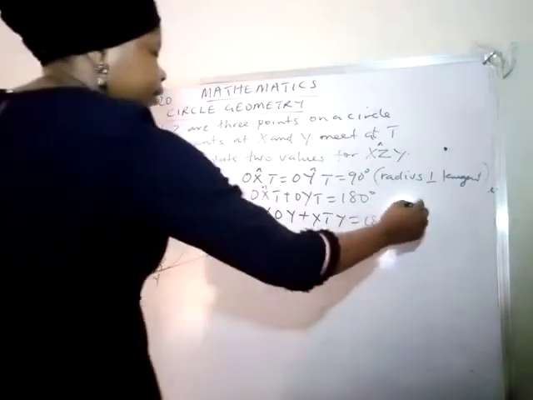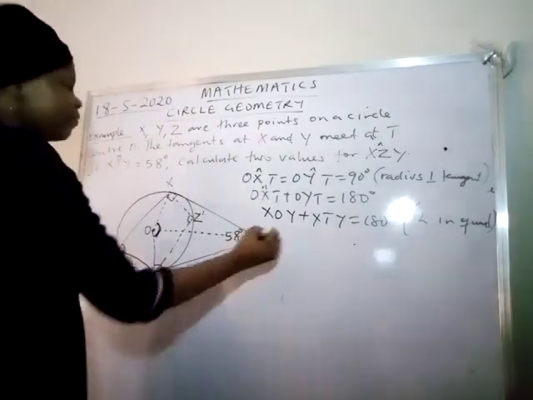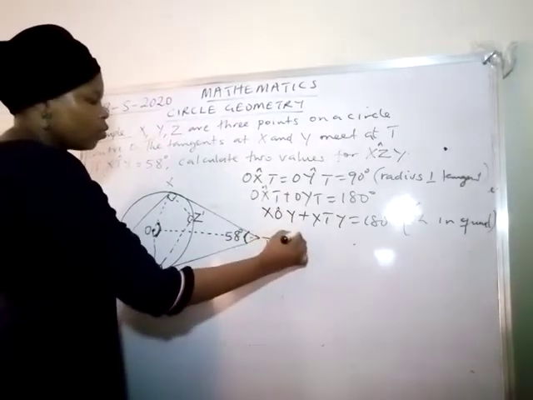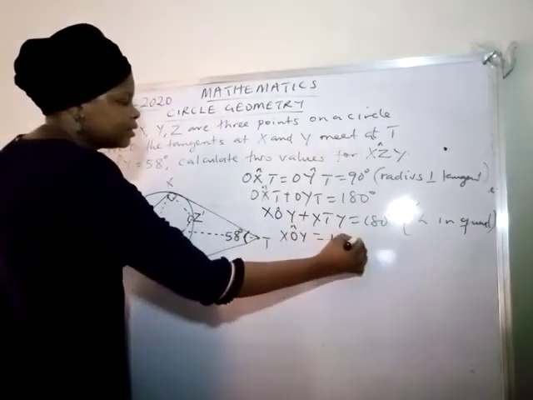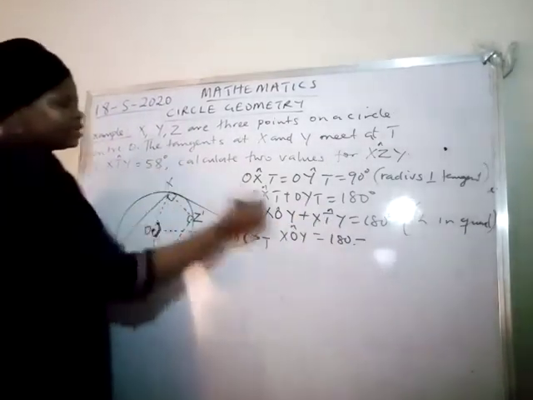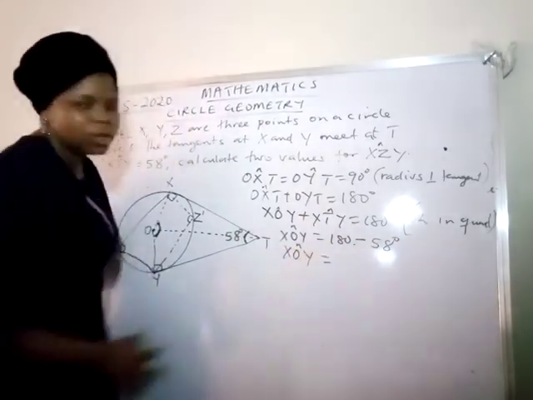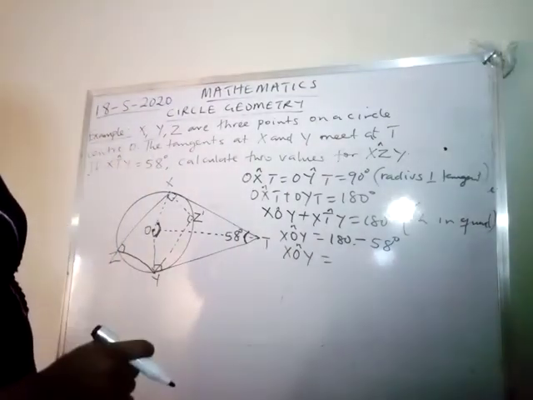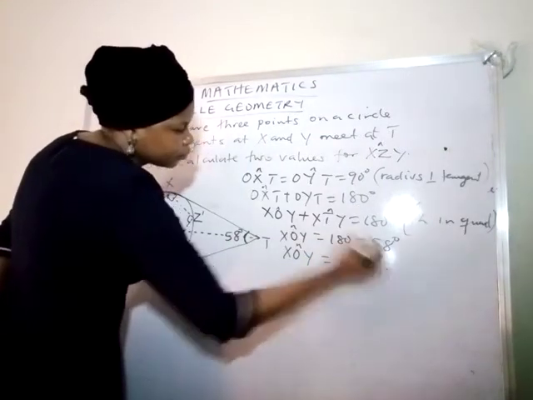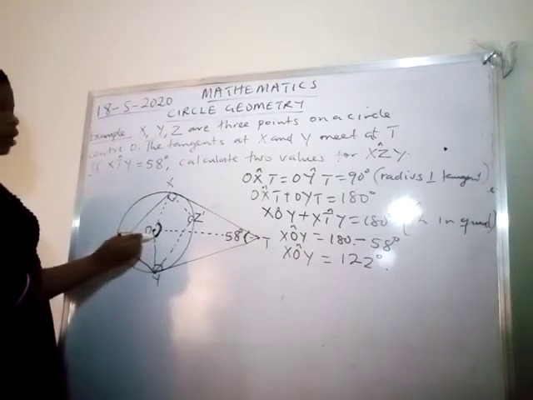What is the reason? Angles in a quadrilateral. So I have XOY, which is the angle here, XOY to be equal to 180 degrees minus XTY. XTY is what? 58 degrees. So I have XOY to be what? 180 degrees minus 58 degrees. That will give me 122 degrees. So I know that this here now is 122 degrees.